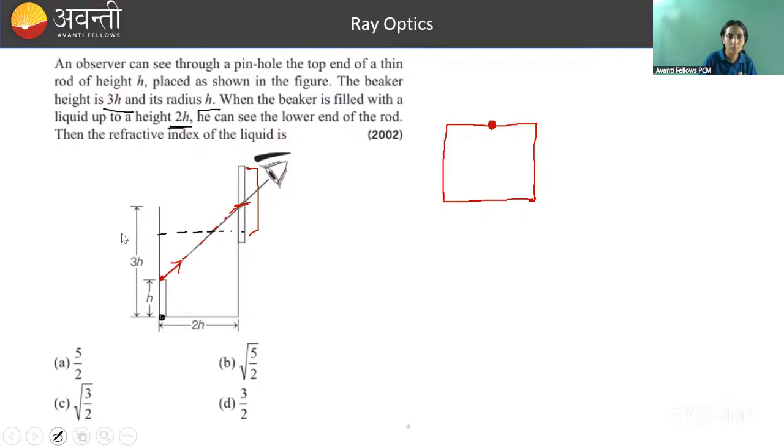सो 2h हाइट ज्योमेट्रिकली करेक्ट दिखने के लिए मुझे यहाँ ना बनाकर थोड़ा और नीचे बनाना चाहिए ना. तो लेट्स से हियर. डन है. Now what is happening? When beaker is filled up to a height 2h, he can see the lower end of the rod. Then the refractive index of the liquid is what? So lower end से अगर आप यहाँ से लाइट को ले जाओ, and let's say it is incident here. Done. And since it is able to see this point, it means it will refract, and it will refract in such a way that this light is able to reach this point.